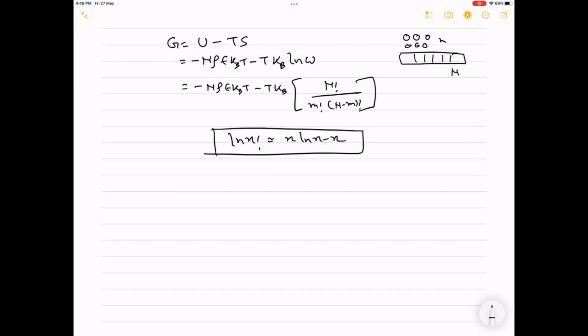You apply Stirling's approximation to this problem, and then you can rewrite this entire thing. If you apply Stirling's approximation, the final expression for G in terms of rho, because n is here, m is here, and we know that rho is nothing but m upon n, is this expression for G. Okay.